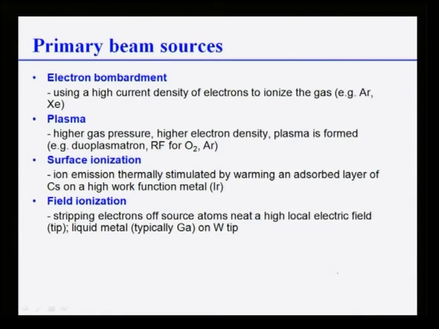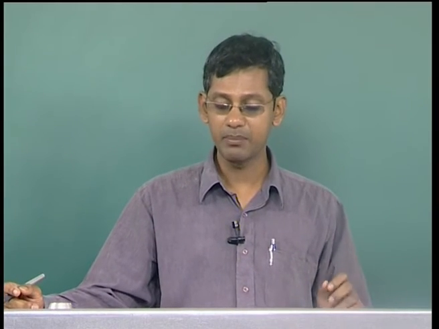You can also have something known as surface ionization. Ion emission is thermally stimulated by warming an absorbed layer of cesium on a high work function metal like iridium. You can do that because the thermal stimulation can always lead to surface ionization. Easiest but the best one is the field emission, field ionization. You can strip off electrons from the source atoms very neatly by using a high local electric field.